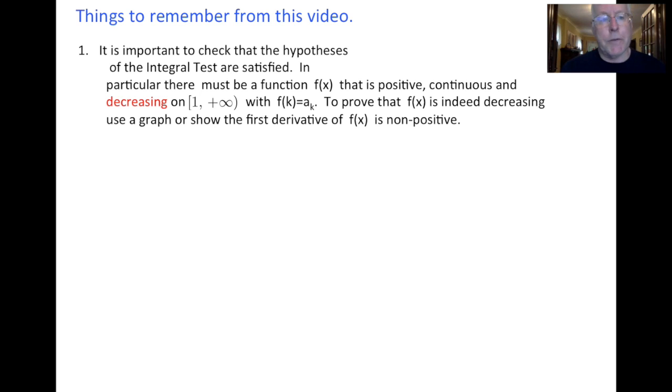Okay, what do you want to remember from this video? Well, it's very important to check the hypotheses of the integral test if you're going to use it. In particular, you have to make sure your function f of x is positive and continuous and, perhaps hardest to check, decreasing on the interval from 1 to infinity. And it must also generate the terms f(k) equals a sub k. Often to get f(k), you just pull the term out of the infinite series and replace the k's by x's, and that'll work. And remember, you may have to prove f of x is really decreasing. You might try this with a graph, or you could use the first derivative and see that it is non-positive.